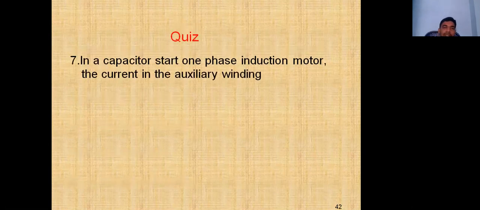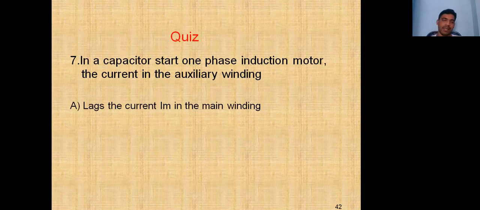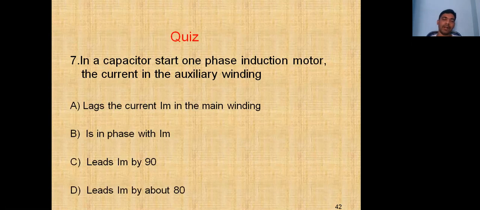In a capacitor start single-phase induction motor, the current in the auxiliary winding: option A, lags the current IM in the main winding. Option B, in phase with the main winding. Option C, leads the main winding by 90 degrees. Option D, leads the IM by 80 degrees.